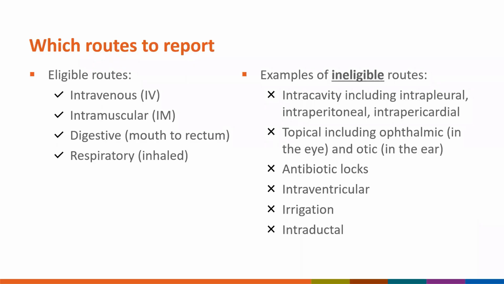We have four eligible routes: intravenous or IV, intramuscular or IM, digestive, which is anything between the rectum and the mouth, and respiratory or inhaled. Some examples of ineligible routes for the AU option are intracavity, including intrapleural, intraperitoneal, or intrapericardial, topical, including ophthalmic or in the eye, and otic in the ear, antibiotic lock, intraventricular, irrigation, and interductal. Next slide.